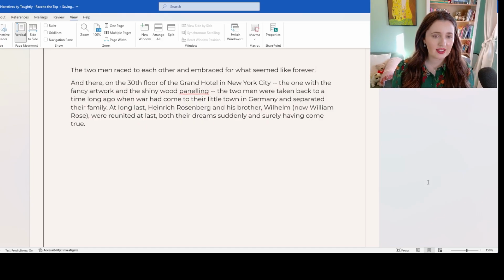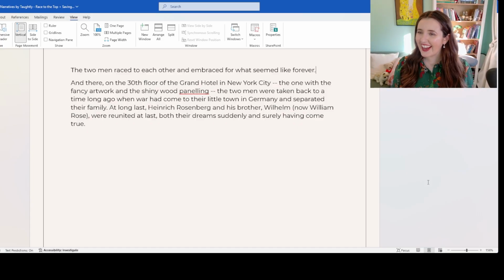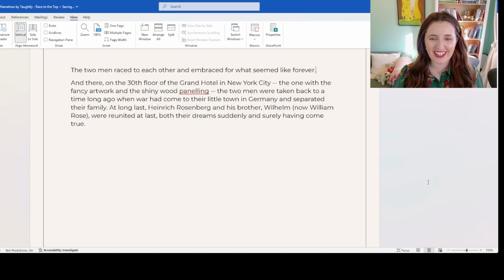At long last, Heinrich Rosenberg and his brother Wilhelm, now William Rose, were united at last, both their dreams suddenly and surely having come true. Oh, nice, right? Such a good story. Now, maybe you're wondering, this is very, very long, right?